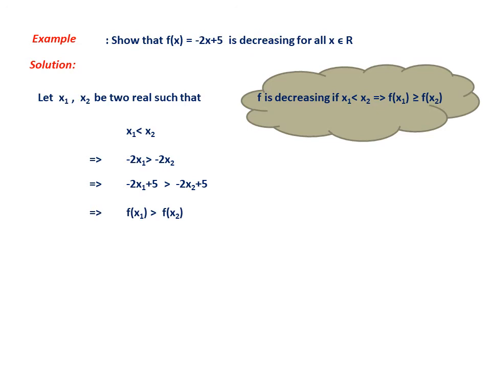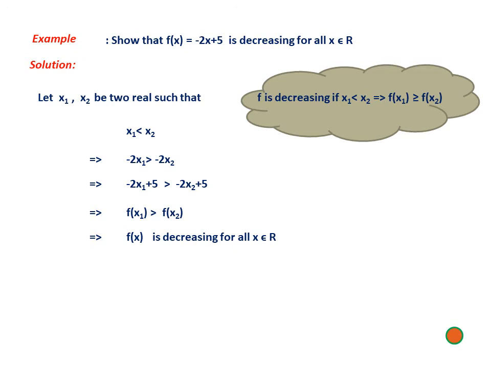That is, f of x1 is more than f of x2. Now look here, whenever x1 is less than x2, if f of x1 is more than f of x2, the function is decreasing. By definition, f of x is decreasing. So this is strictly decreasing actually, because strict inequality is there. So it is decreasing.